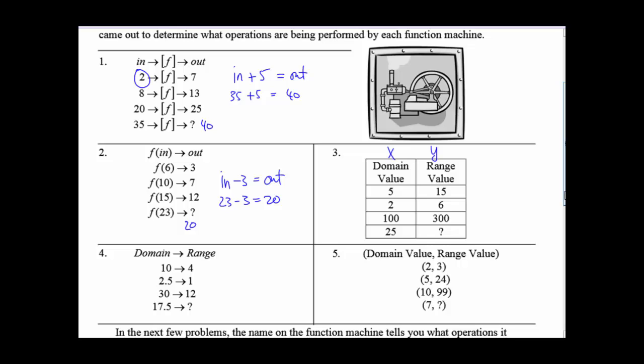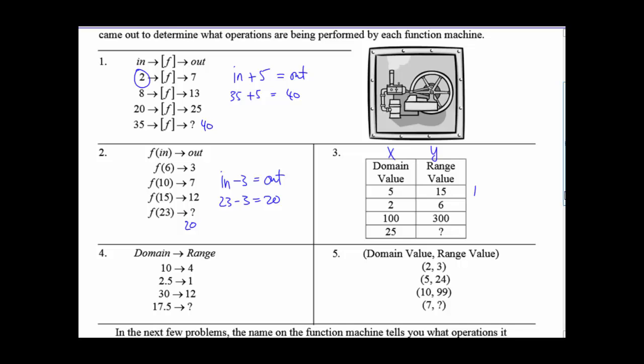A couple thoughts. Normally we were just adding or subtracting numbers. Well, if I add 10 to 5, you get 15, but I cannot add 10 to 2 and get 6. So we know we're not going to add. It doesn't look like we're going to subtract, so then we look at maybe division and multiplication. So 5 times what equals 15? 5 times 3. So then we double check and say, is 2 times 3 6? And the answer is yes. Is 100 times 3 300? Yes.